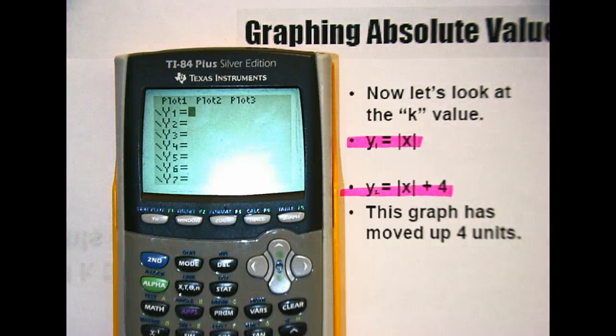Battery's dead? Battery's dead? Yeah. Unbelievable. That's ridiculous. Just set it on my desk, batteries are dead.